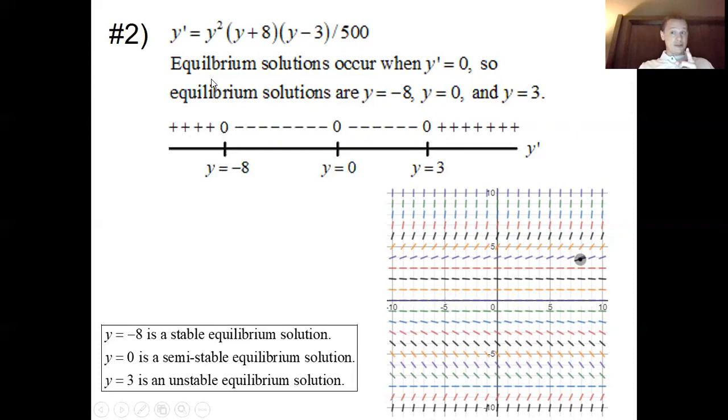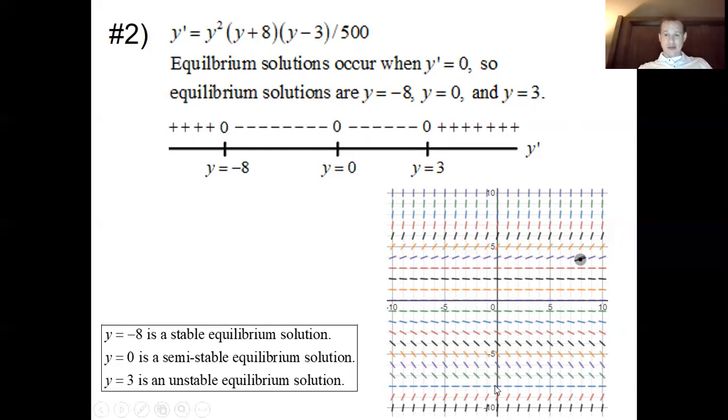Now, again, equilibrium solutions are where y prime is 0. So y prime is already factored for you. Looks like at -8, 0, and 3, that is what makes things equal to 0. So those are my equilibrium solutions: y equals -8, y equals 0, and y equals 3.